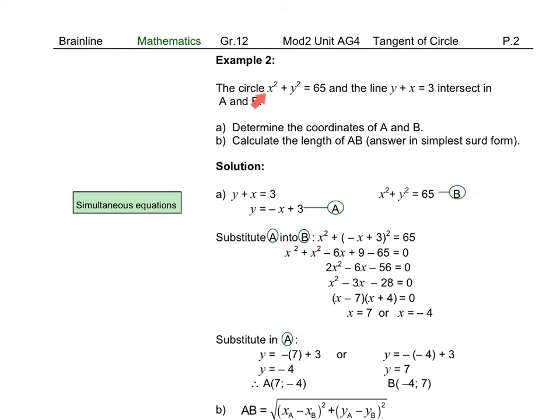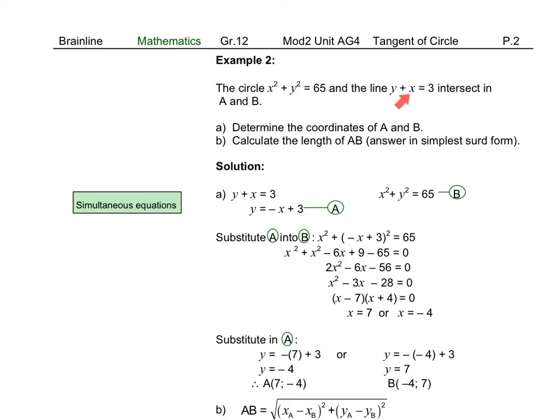The circle x squared plus y squared is equal to 65, and the line y plus x is equal to 3 intersect in A and B. Determine the coordinates of A and B. In other words, we have to solve simultaneously. And then question B, calculate the length of AB, and we must leave the answer in simplest surd form.